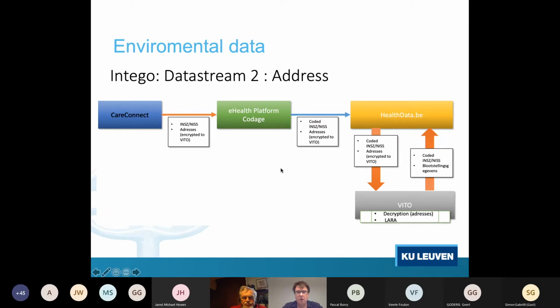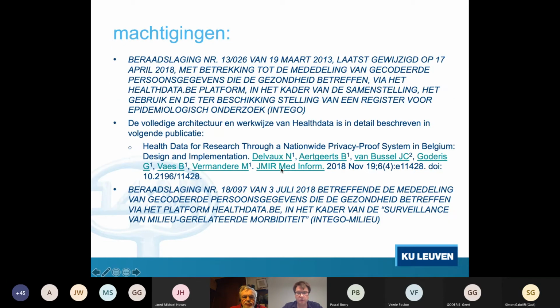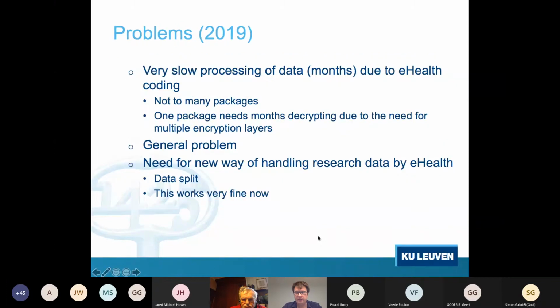Very good system, although of course it was quite a lot of work to construct. You need to have all the privacy and other authorities convinced that it's fully okay. You need to describe it all in full detail, so that takes quite a lot of time. If someone wants to read it, you see here the full references of all our applications.